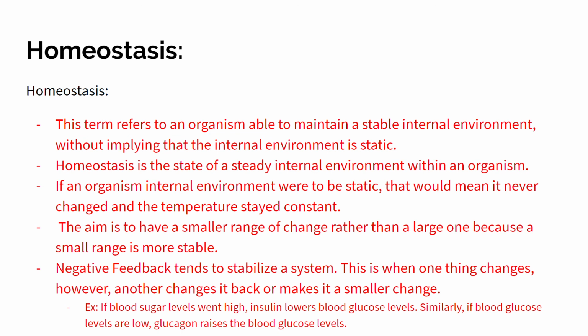An example of how maintaining homeostasis works is negative feedback. Negative feedback tends to stabilize the system. This is when one thing changes, however another thing changes it back or makes it a smaller change. Example: if blood sugar levels went high in someone, such as a person, the insulin lowers the blood glucose levels. Similarly, if the blood glucose levels are low, the glucagon raises the blood glucose level. Therefore, as we can see, there's not a big change.